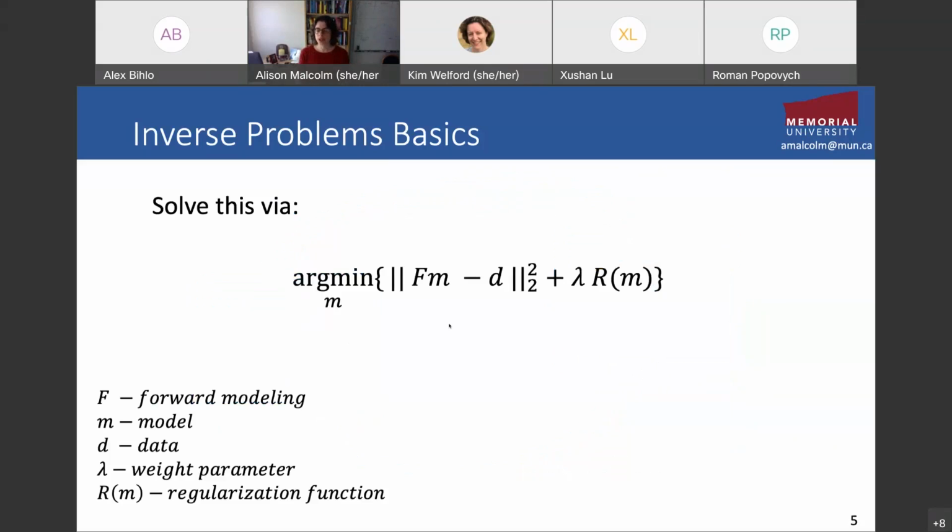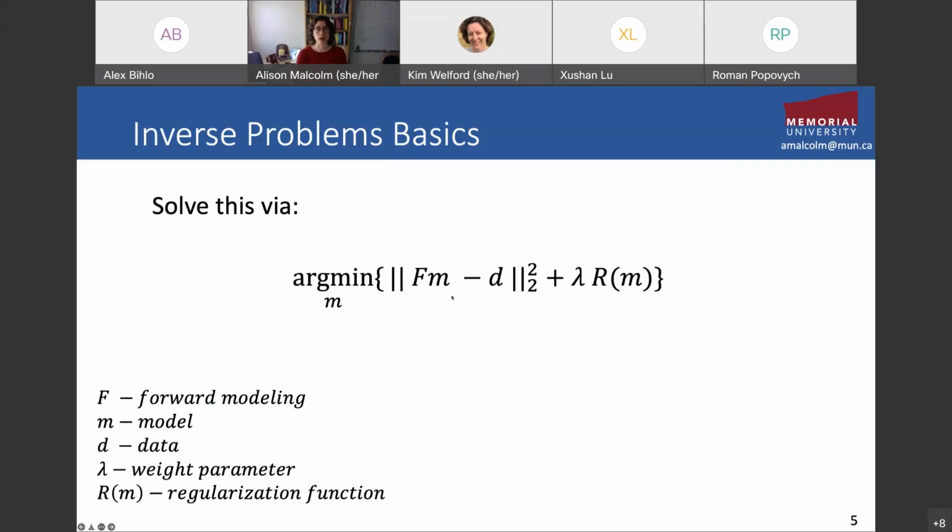But when we do this, what do we actually do mathematically? Well, we solve this particular optimization problem, or something that looks like this optimization problem. We have some sort of model of our data, that's our F, and we apply it to our model. This is set up as though it's a linear problem, which typically it is some approximation of a linear problem.